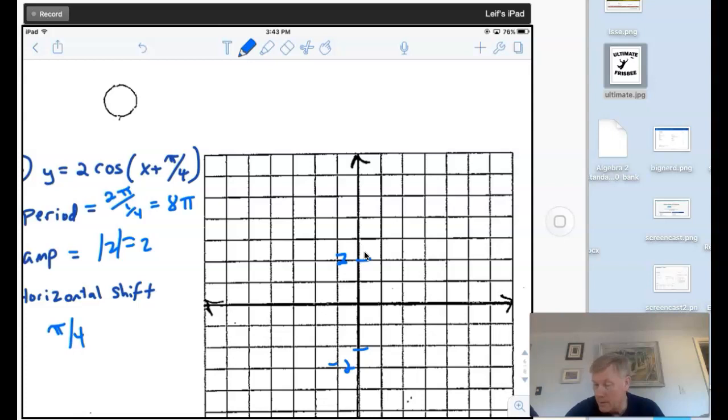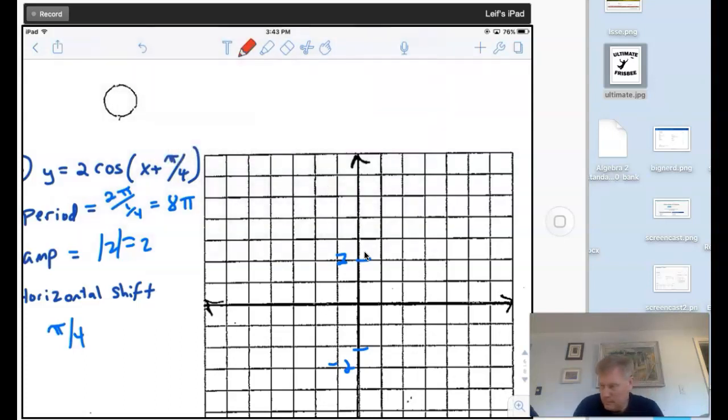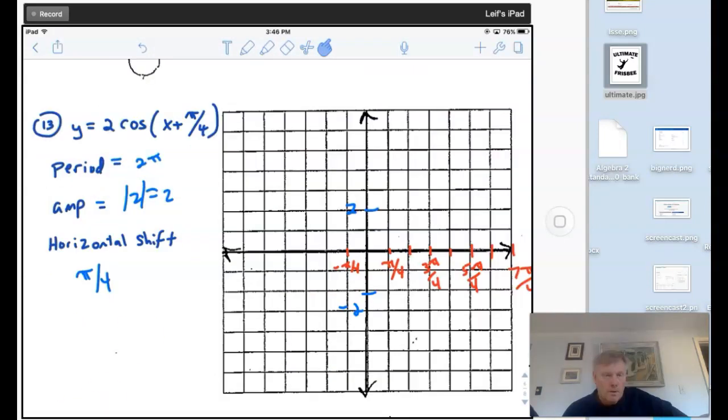And my period is 8 pi. So I had a small mistake on there. The period's actually just 2 pi. I did the pi over 4 is not, it's not pi over 4x, so it's not b. In other words, that was actually c in my equation, so please fix that. So my period is 2 pi, and I'm going to move it. The horizontal shift is pi over 4 to the left.